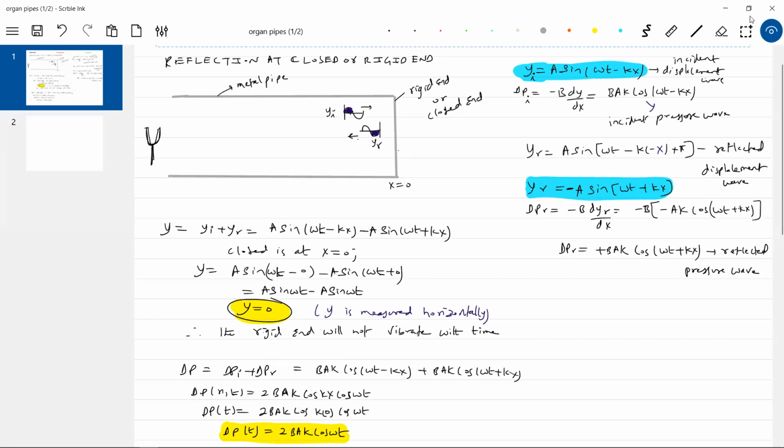Okay, got this one. Then what will happen to the incident pressure wave? The incident pressure wave is BAK cos omega t minus, and the reflected pressure wave is plus BAK cos omega t. So is there any phase change? I'm asking, is there any phase change? No phase change. The pressure wave will not undergo a phase change, whereas the displacement wave will undergo a phase change. Will all of you agree? First, this is very important. I want you to think.